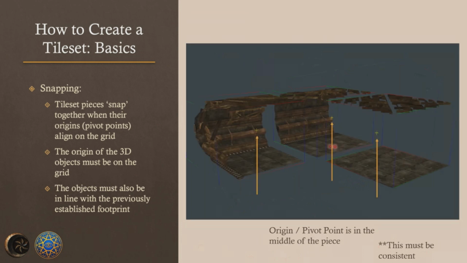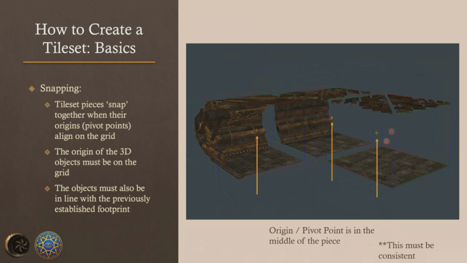Another example, this is a set from Skywind. You can see that the origin points for the Dwemer small room tile set are in the middle of the piece, just in a 3D space. It's on the z-axis in the middle, which can be odd for level designers. It's a little different from having it at the bottom, but at the same time, it's consistent. So as long as it's consistent, everything should work perfectly fine in Creation Kit.